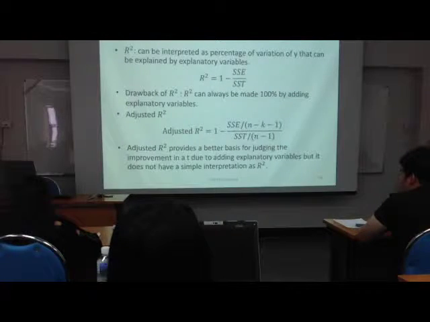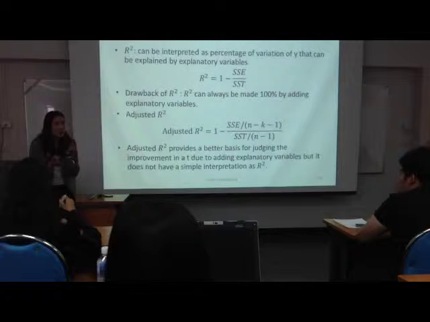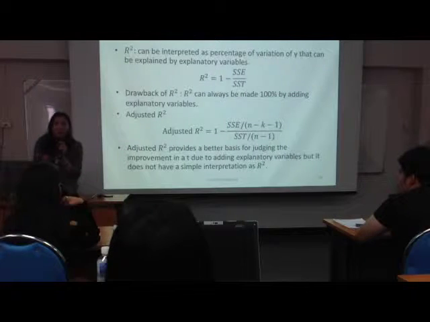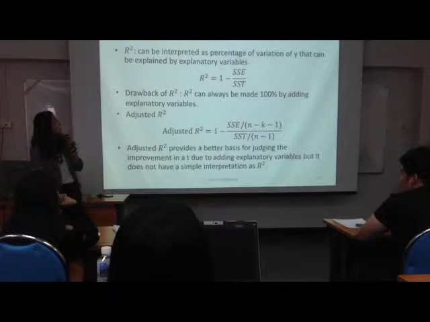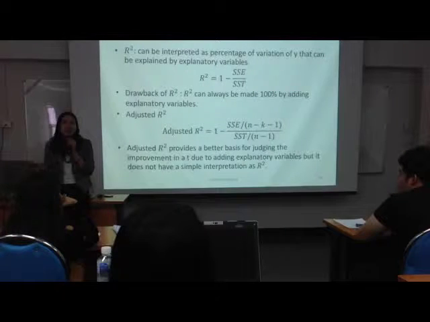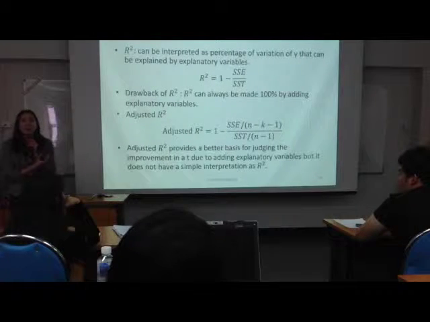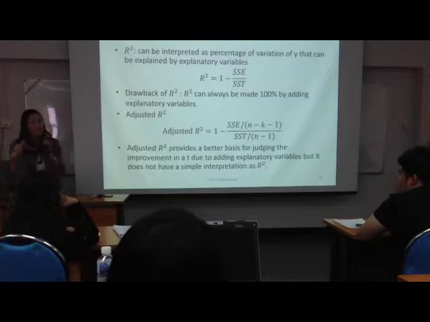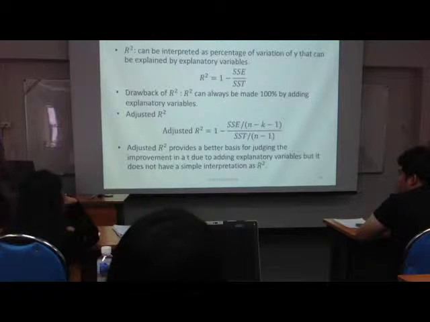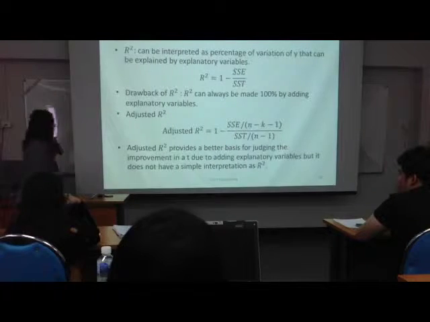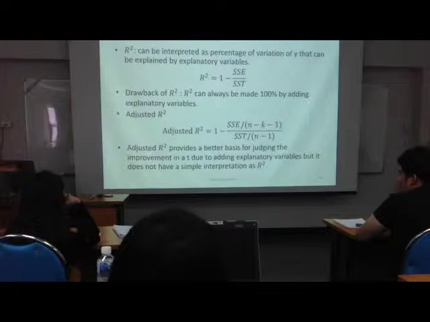So that means that if you would like to compare two models and find the better one, but one model has, let's say, 5 variables and the other model has 3 variables, then you cannot compare R square. Because the model that has more explanatory variables usually gets a higher R square. So people introduced another measure, which is called adjusted R square.